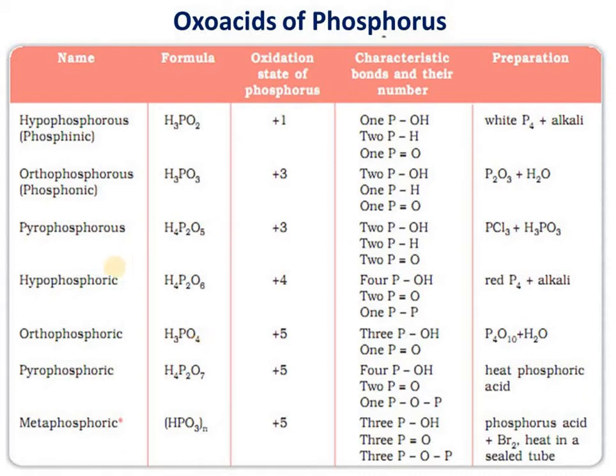If you take orthophosphorous acid and combine two molecules, you get H6P2O6. If you remove water, H6 becomes H4, P2 stays, and O6 changes to O5. So this is pyro. It means two molecules of H3PO3 with the removal of water give you pyro.